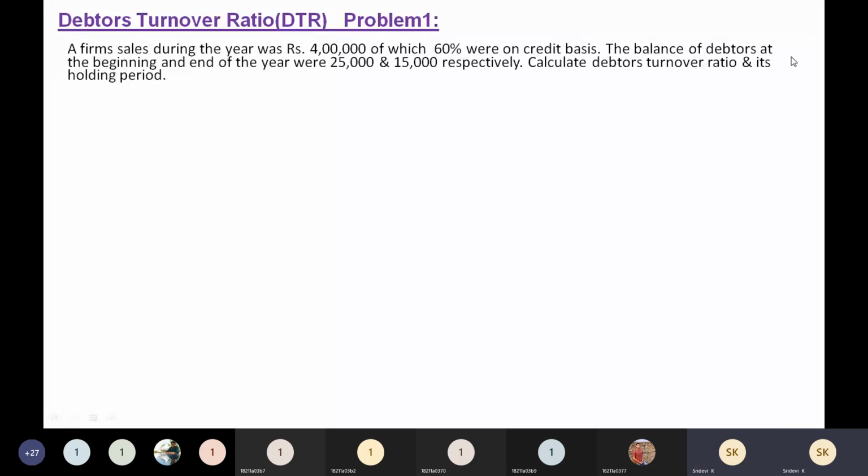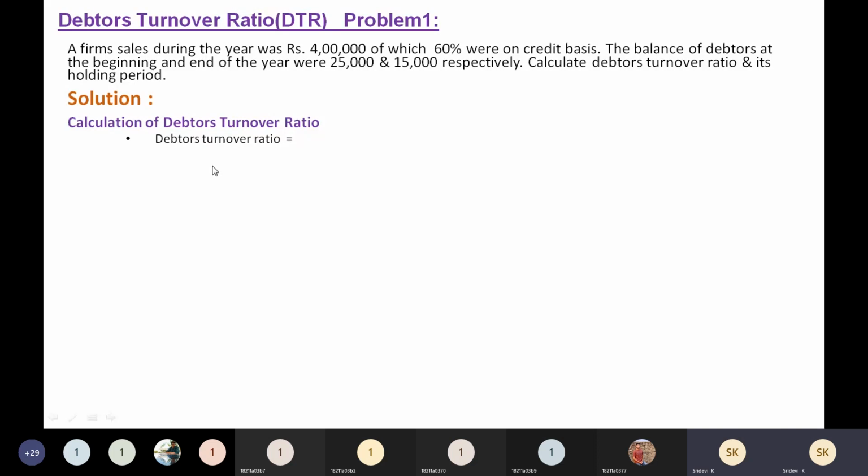And the balance of debtors at the beginning and at the end were 25,000 and 15,000. So opening debtors is 25,000 and closing debtors is 15,000 rupees. So everything is clearly given here. So calculate DTR and its holding period. Okay. So we have the formulas and we can substitute the values after calculating the credit sales. First, you take down the formula for DTR. Always you have to keep this heading, calculation of what you are doing.